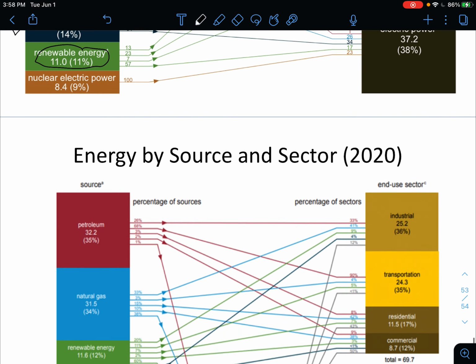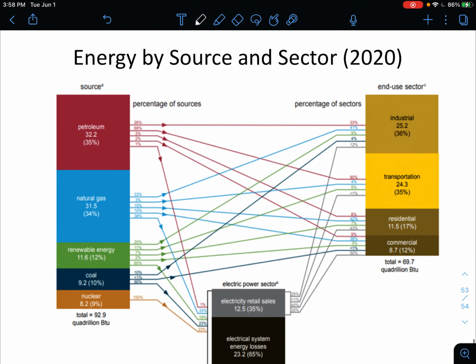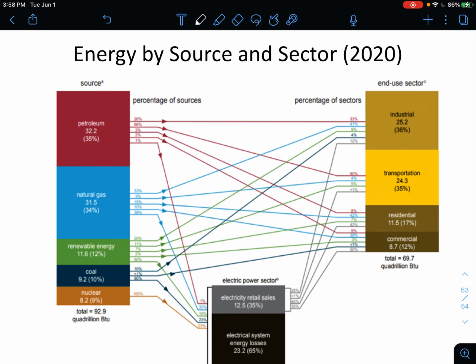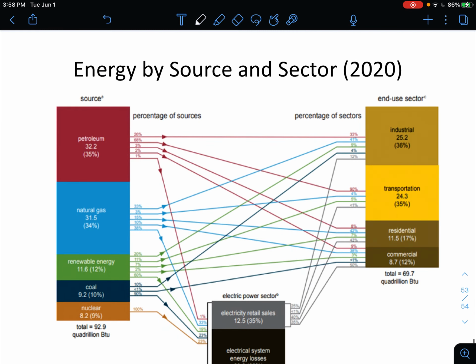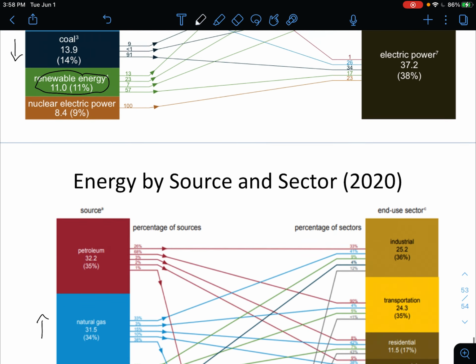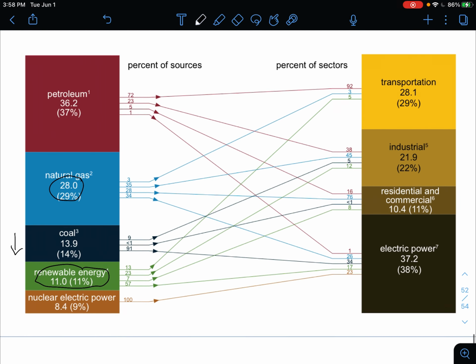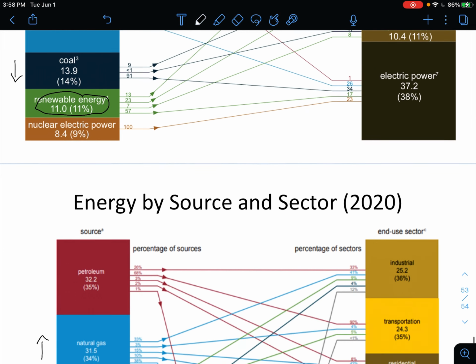And then I just got the 2020 data. I guess it's available now. And now what you see is, again, the natural gas goes up again, renewable energy goes up a little bit again, and coal goes down again. Nuclear, it's still pretty stable in the way things are going.